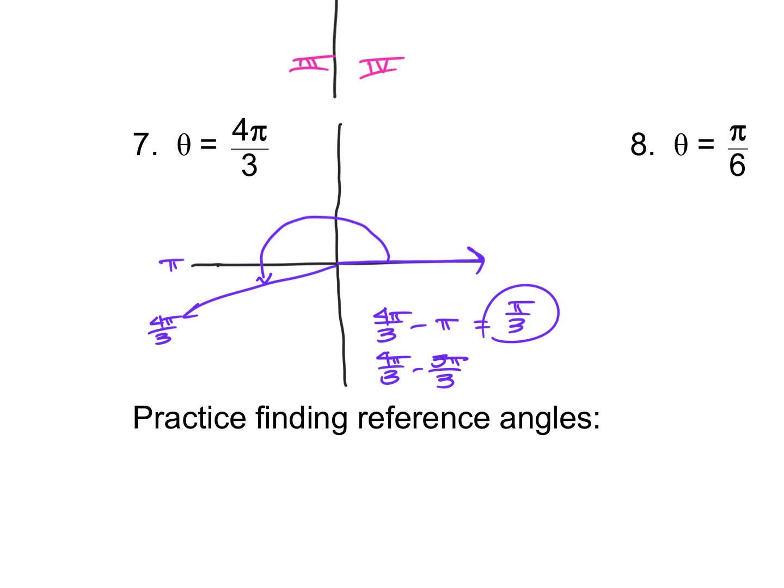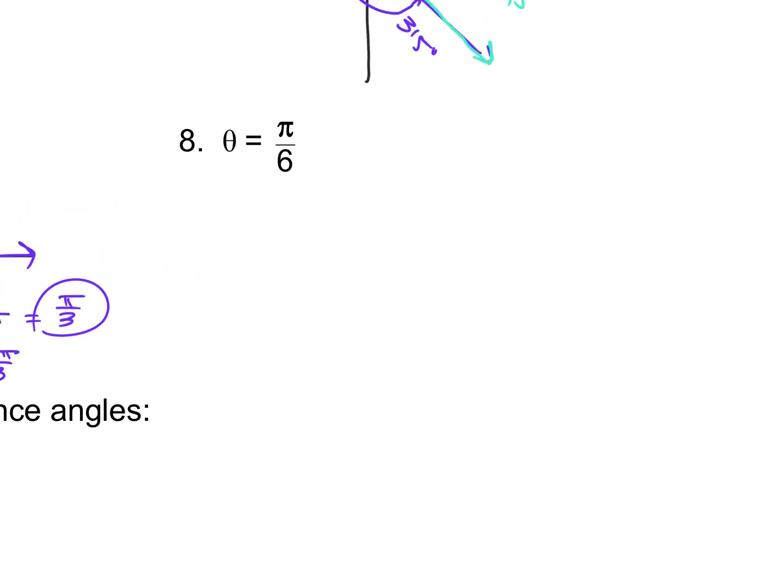Last but not least for this one, because I might get you one practice problem before we leave, pi over 6. Where's pi over 6? It's in the 1st because that's less than a half. 1/6 is less than a half, right? You might not really know where that is. We will after next class. 1/6 is right about there.